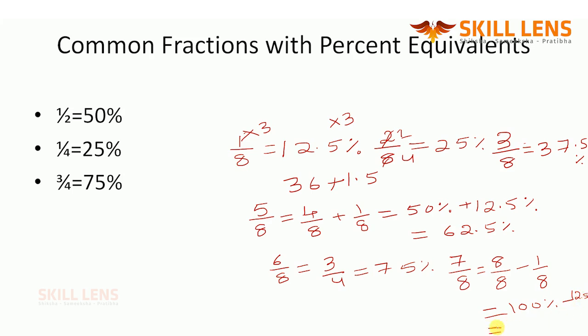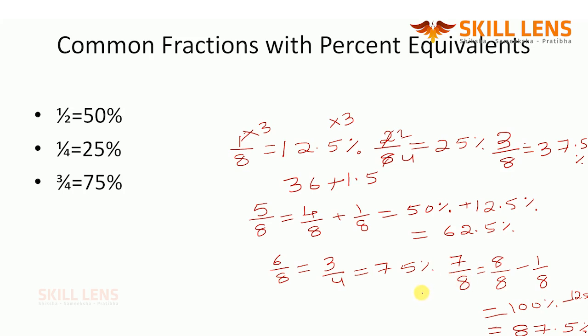Then the result is becoming what? The result will give you 87.5%. Okay, so learning point. The learning point is what? 7/8. Once you come across 7/8, that is nothing but the last value.